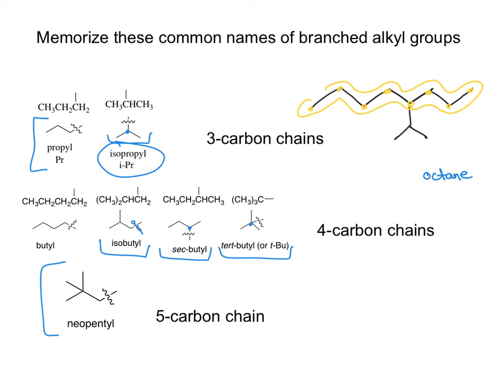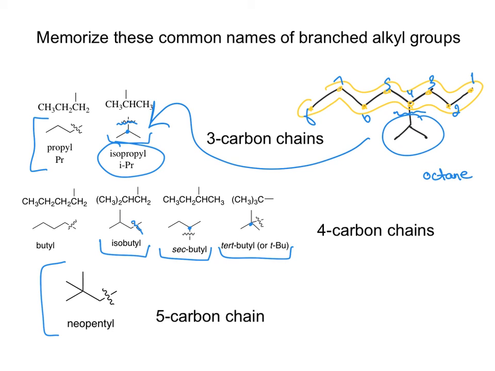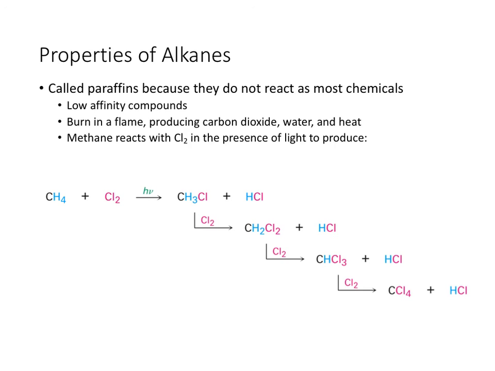Now you want to number from the end that gives the substituent, the branching, the lowest possible number, which would be right to left. So 1, 2, 3, 4, 5, 6, 7, 8. If I number the other direction, I get a higher number at the branching point. So this group is my substituent. It's one of the branched alkyl groups. Can you find it on this page? It looks like an upside down Y. So that is called an isopropyl group. See the squiggly here? That indicates the point of attachment to the main chain. So then the name is 4-isopropyloctane.